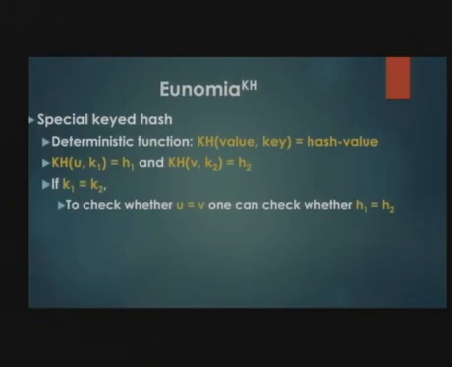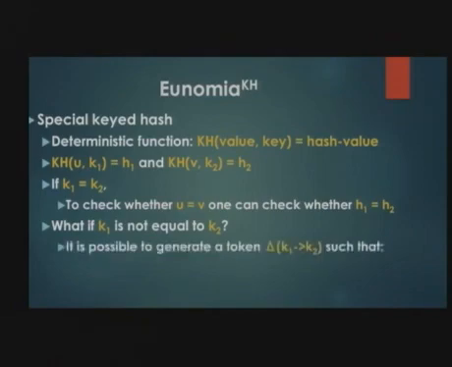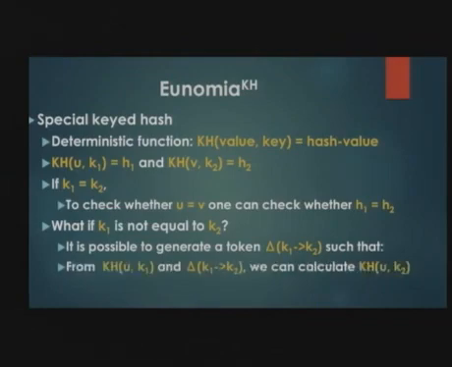But that's not the interesting case. The interesting case is where K1 is not equal to K2. Then how can you check equality between two elements? Basically how this keyed hash works is anybody who has access to the two keys K1 and K2 can generate a token, delta K1 to K2, right? What it allows you to do is, if you have the keyed hash of U with K1 and this transfer key, you can generate the keyed hash of U with just K2. Then you can check whether it's equal to the keyed hash of V with K2. That's the special property.